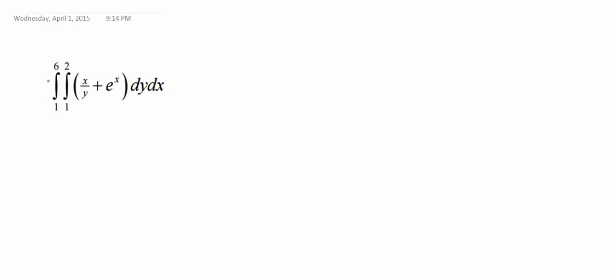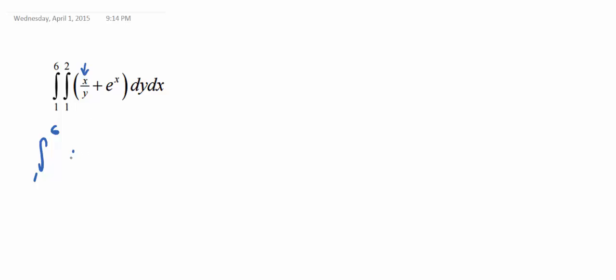Okay, let's evaluate the integral from 1 to 6 of the integral from 1 to 2 of x divided by y plus e to the x dy dx. So having the differential dy first means we integrate the inner integral with respect to y. So if we do that, we'll still have the outer integral there, but if you integrate starting with x over y, well, what's the integral of 1 over y?